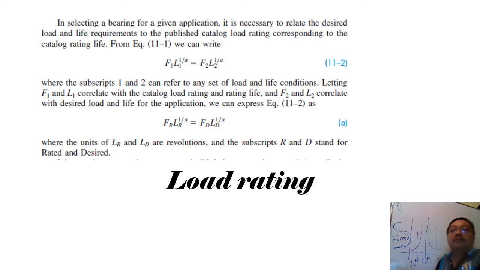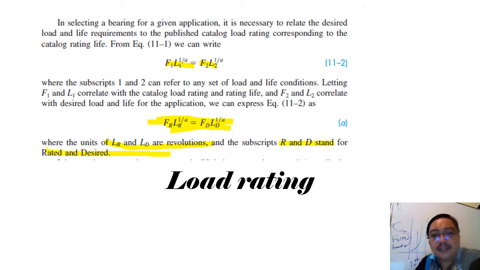Selecting a bearing for a given application is necessary to relate the desired load and life requirement. So you see here F1 L1. This is important, but this is most important: FR, FD. R is the rated, subscript R for rated, and D is desired.